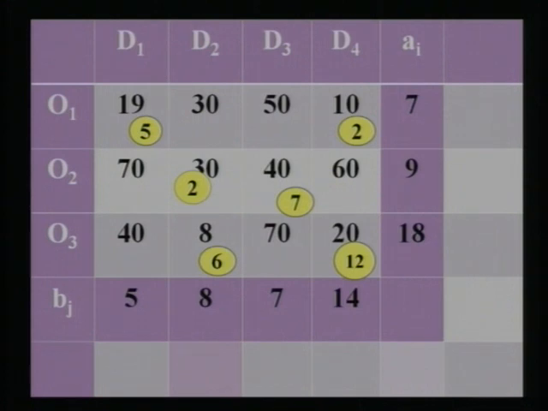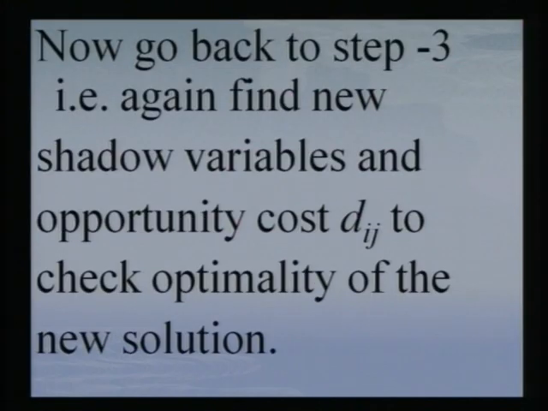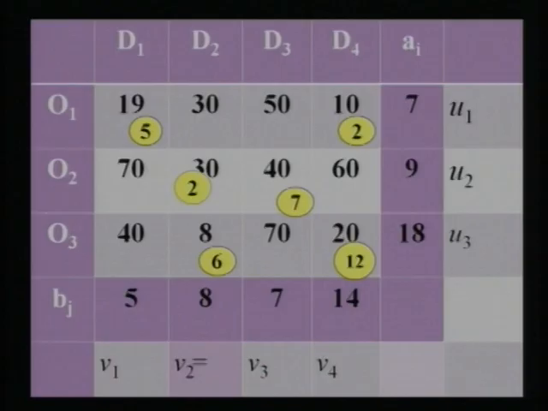Again the question arises whether this is an optimum solution or not. Again one has to go through that process. So we go back to step 3 to check whether this solution is optimum or not. So again we find a new set of variables and new d_ij's, and again check the optimality condition for the new improved solution.